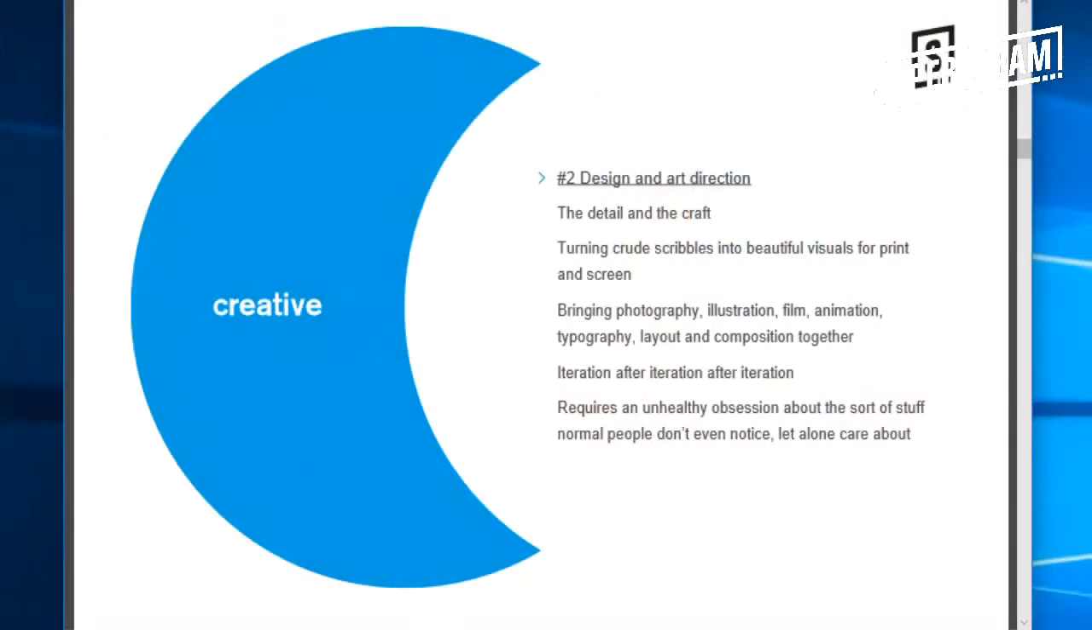Then after we've done that, and this is where the crossover starts, we get into design and art direction. This is where we take those ideas and we obsess about them, turn them into beautiful visuals, either in magazines, websites, whatever the end product is. This is when we start getting really anal about the tiny things and really polishing things that other people aren't even aware of. It's photography, illustration, film, as we've seen today, animation, typography, layout, composition.